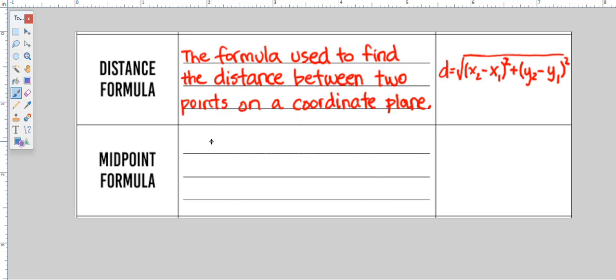Midpoint formula, okay? This is the formula that we are going to use when we need to find the midpoint. And I mean it's in the name, it's the formula used to find the midpoint between two endpoints.